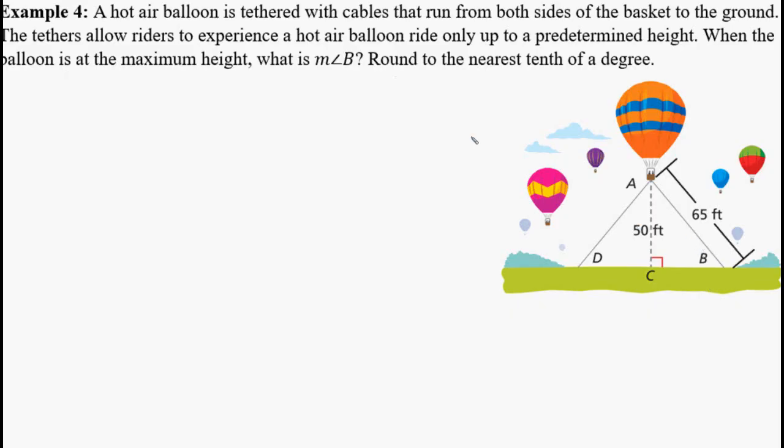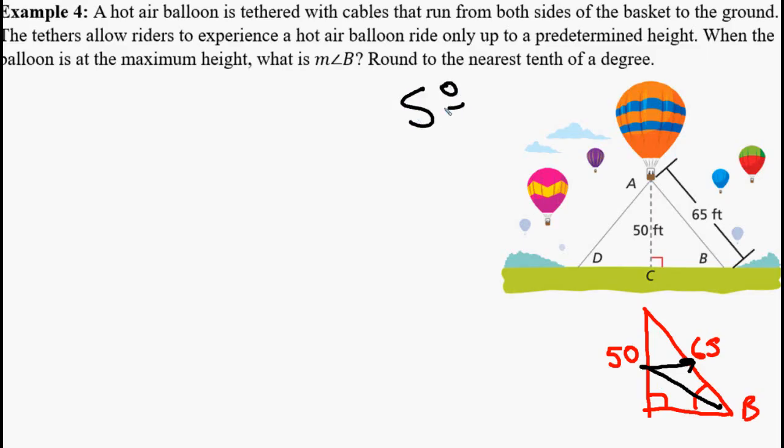So I'm going to just sort of copy the triangle down here below. Here's our relevant triangle. This is angle B. This side is 65. That's our hypotenuse. It's across from the right angle. This side here is 50 feet. So from angle B's perspective, we have the opposite side. We have the hypotenuse. So what trig functions are opposites and hypotenuse?